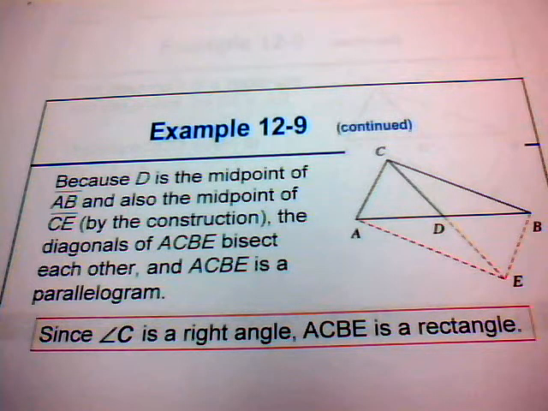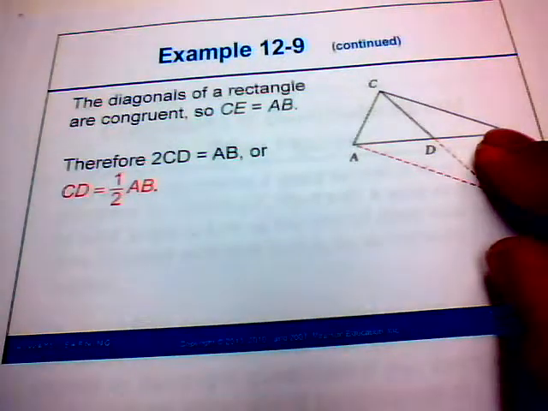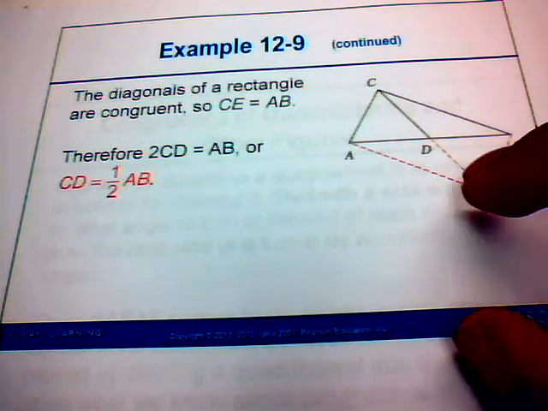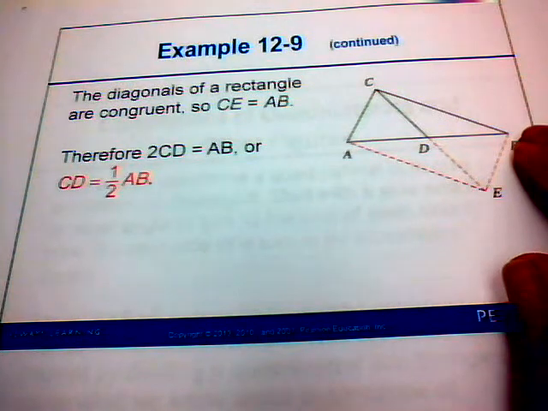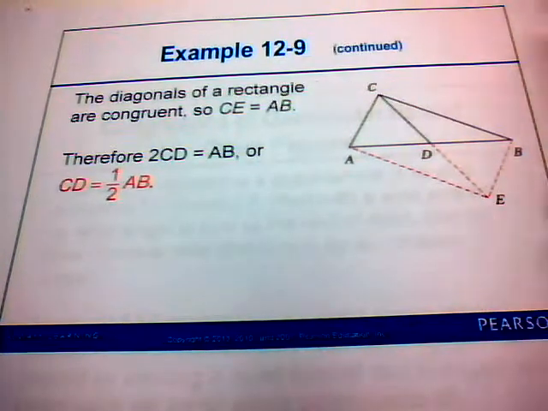Because of that, the diagonals of ACBE bisect each other, which means that ACBE is a parallelogram. And since angle C is a right angle, then by definition, ACBE is a rectangle. As the definition of a rectangle is a quadrilateral with at least one right angle. Okay, the diagonals of a rectangle are congruent, so CE is equal to AB. So here, CE is congruent to AB. That's one of the properties of a rectangle. The diagonals are congruent. So therefore, we can say that 2 times the length of CD is equal to AB. And then that means that the length of CD must be 1/2 the length of AB. Okay? And that's our proof.